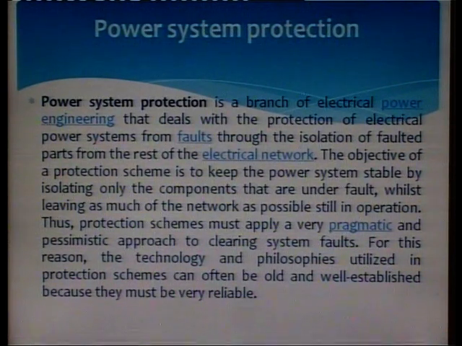So, we can say that power system protection is that branch of power engineering which is used to isolate the faulted part of the power system, and it will keep the power system stable.